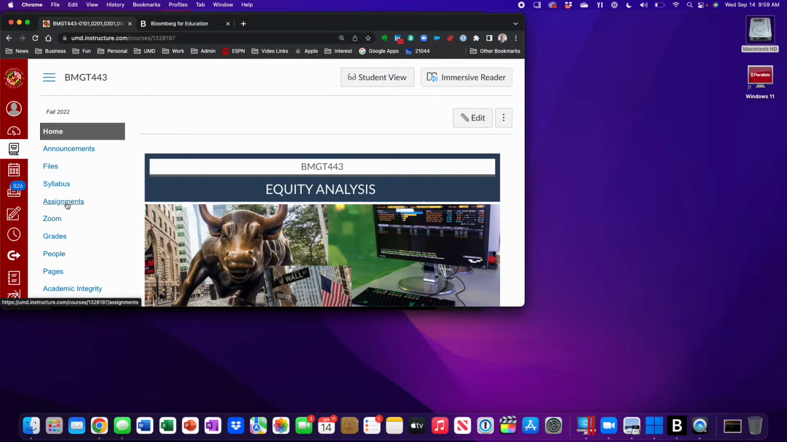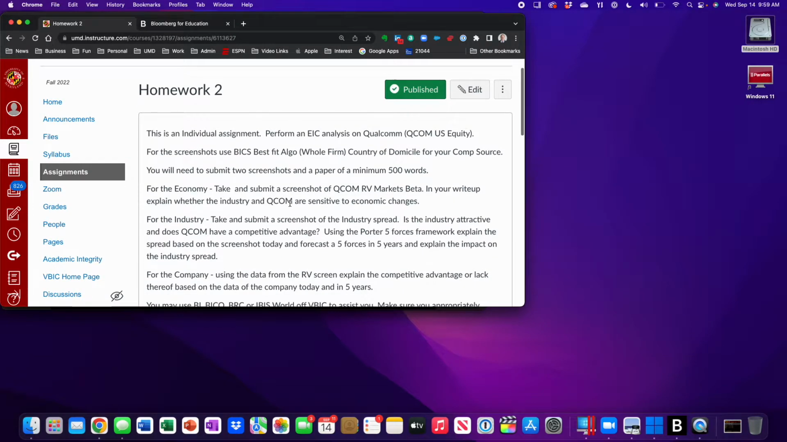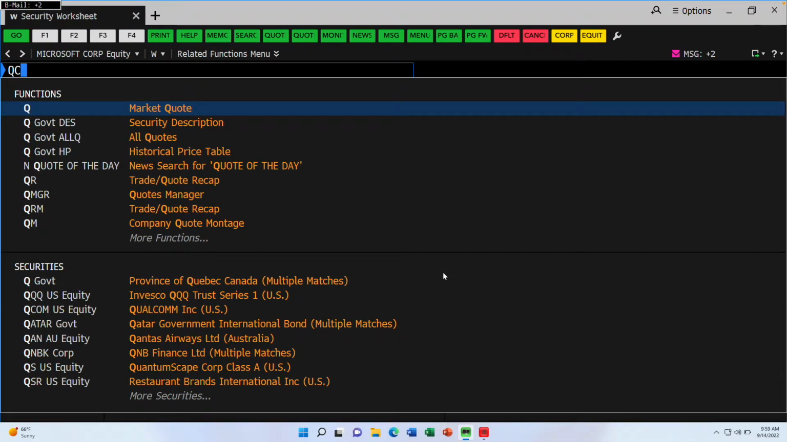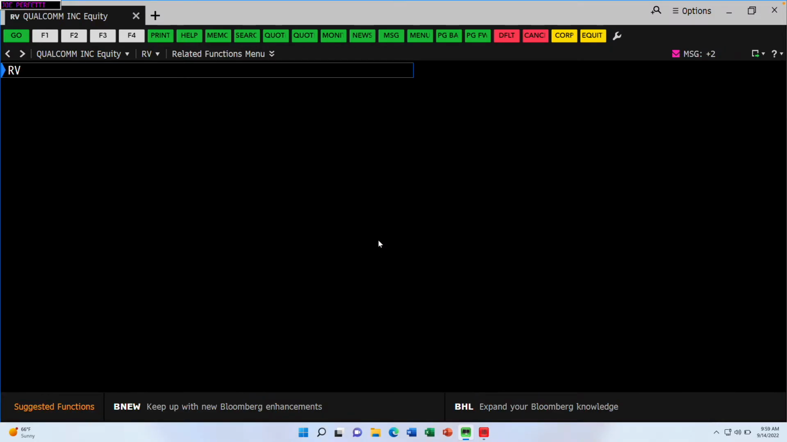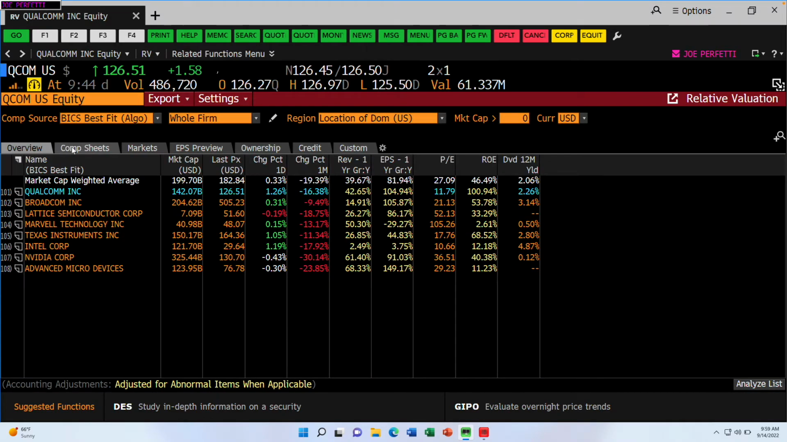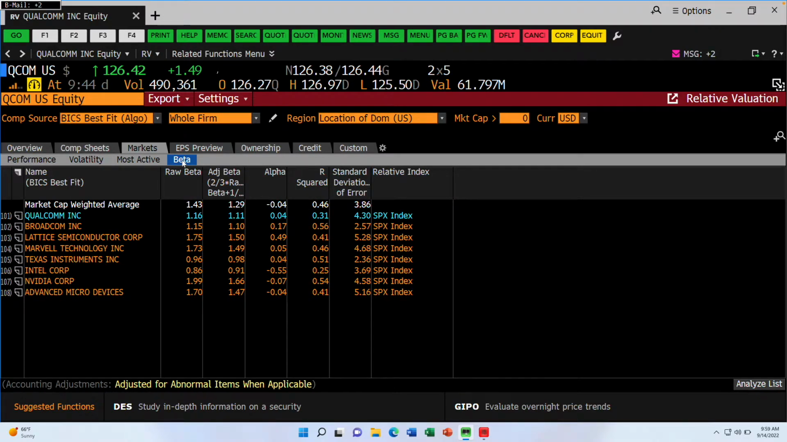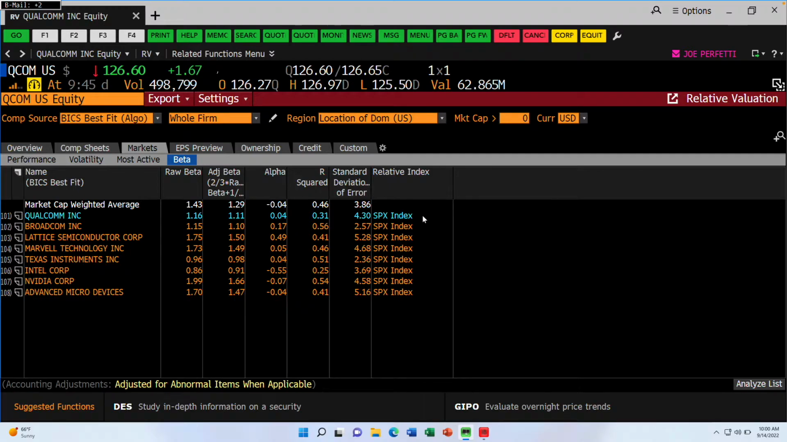So for homework 2, was on Qualcomm. And what I asked you to do is an EIC on Qualcomm using BIC's best fit algorithm for the whole firm. So basically, if I come here to Bloomberg, as I do the E, Qualcomm, start here, then I do RV, markets, and then beta, using best fit algo, this is the screenshot that I would take. Now, to take a screenshot, again up here, take screenshot, save it, overwrite the one I did earlier, replace.